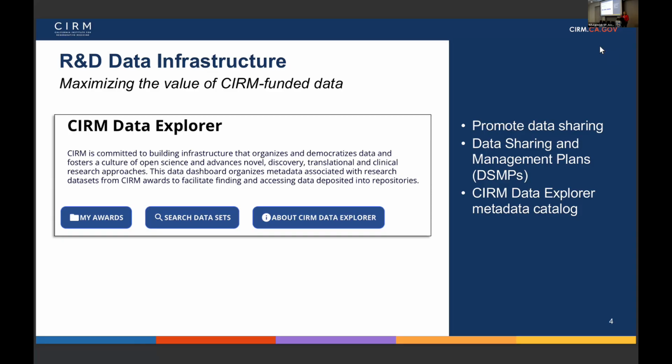I'm going to talk about two different aspects of this. It's all one and the same, but we have our data sharing and management plan, which is a process that our grantees go through in order to make their data available. And then we have the platform, the CIRM Data Explorer, which is both the platform where they complete their data sharing and management plan and a platform that is publicly available for people to search for data. So I'll start by walking through the data sharing and management plan, and then I'll show you the platform at the end.